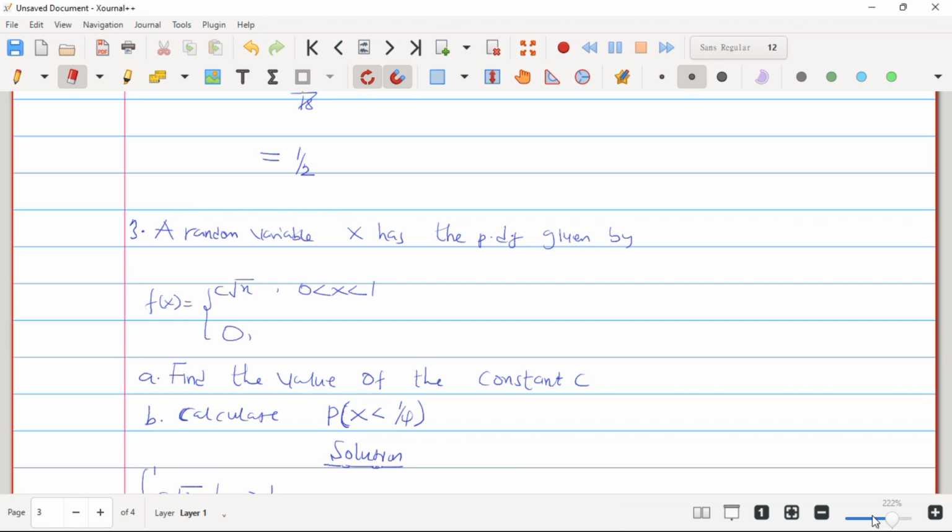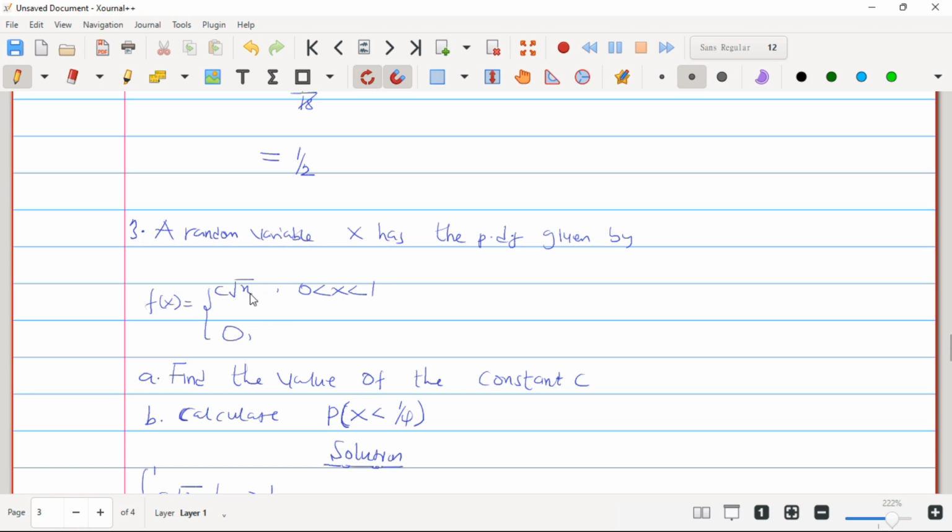f of x is equal to c times square root of x, where x lies between 0 and 1, and 0 elsewhere. So what do you think? Is this a discrete random variable or a continuous random variable? This is a continuous random variable, and the first question is to find the value of the constant c. There is some c attached to the square root of x.